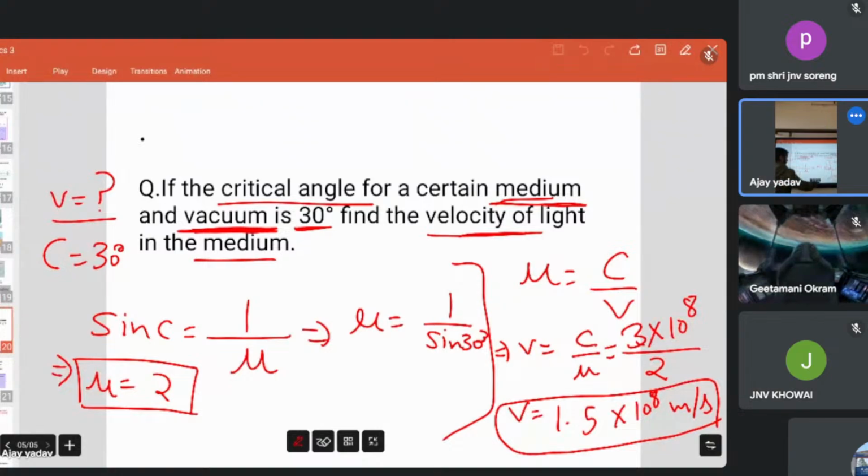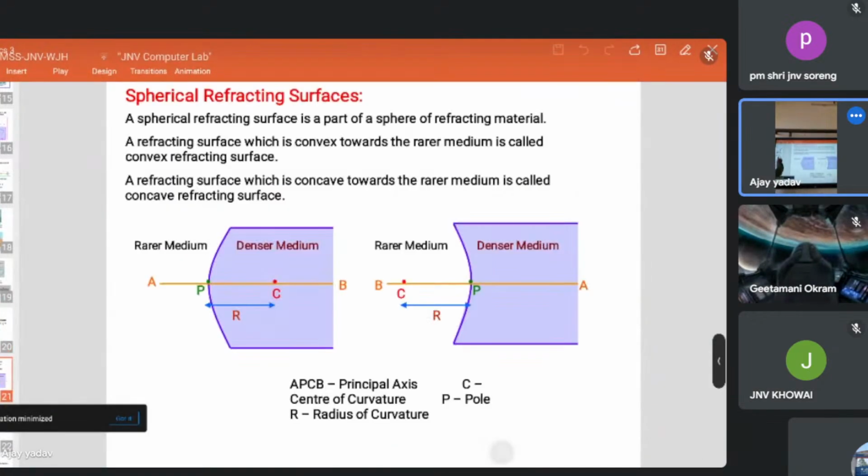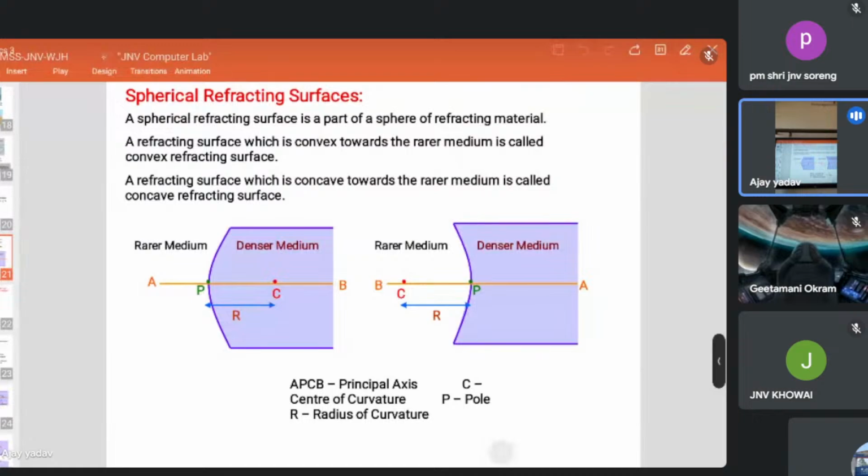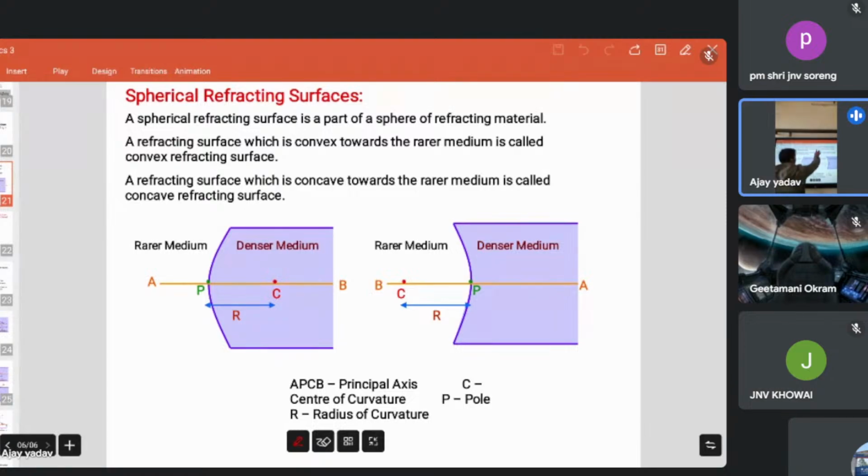So let us continue. Then, spherical refracting surface. This is an easy portion; you can do it by yourself also. A spherical refracting surface is a part of a sphere of refracting material. A surface which is convex towards the rarer medium is called a convex spherical refracting surface.